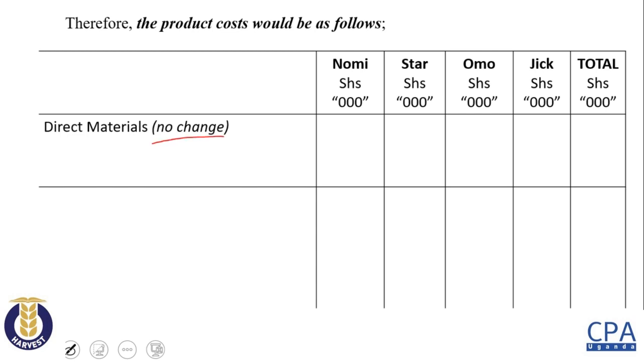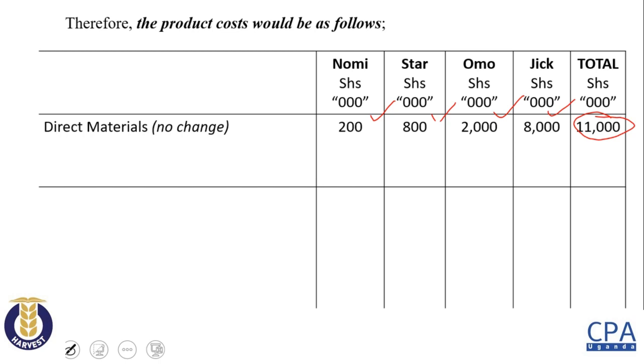Just look at the figures we have got in part A, where we have handled absorption costing. The different figures we have obtained for direct material costs, we are going to maintain them. That means that for NOMI, we are going to maintain the 200,000 because it remains the same. Star, that is 800,000, 2 million for OMO, and 8 million for JIC. And all of these in total, if you make use of your calculators, the total we get is 11 million right there.